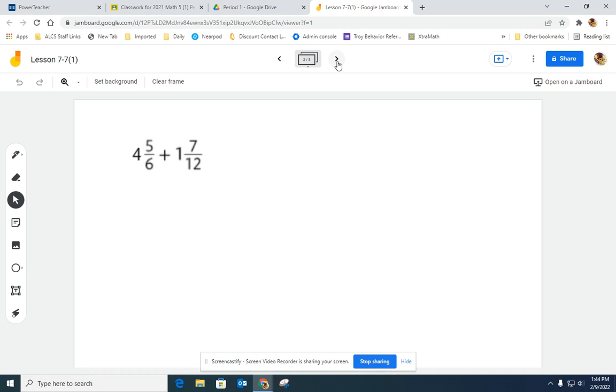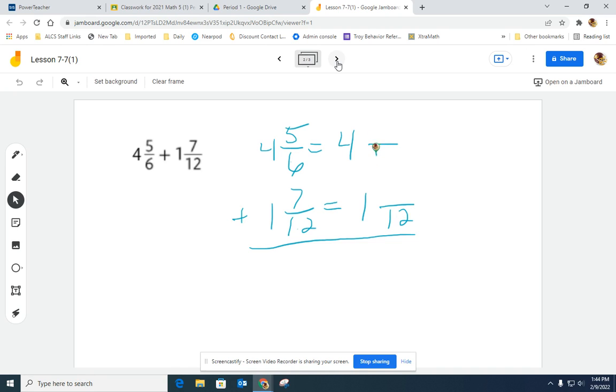So notebooks out. You're writing down 4 and 5/6. We want to stack them: 4 and 5/6 plus 1 and 7/12. I need to rename these as equivalent fractions with a common denominator. I keep my whole numbers the same, so I bring my 4 straight over. I keep my 1 straight over. Now I want to rename with a common denominator. Well, can 6 go into 12? Yes, 6 can go into 12. That means 12 is our common denominator.